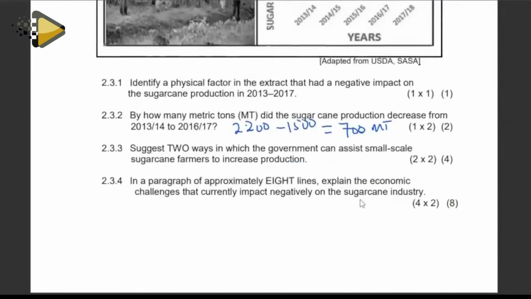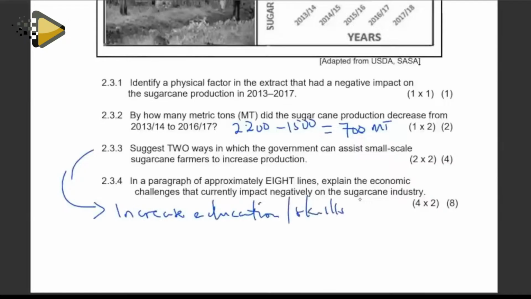Right, suggest two ways in which the government can assist small-scale sugarcane farmers to increase production. What can the government do to enhance productivity of small-scale sugarcane farmers? Right, the government can increase education or skills of the farmers. For those farmers to be productive enough, they need to be educated on farming practices and also they need skills. So if the government tries to avail the skills and the education, then those farmers can be productive enough.